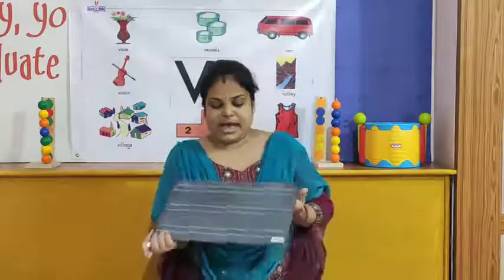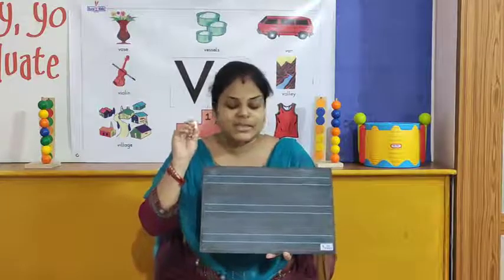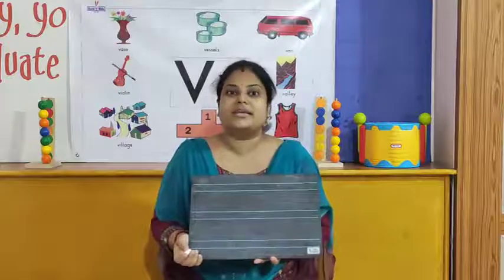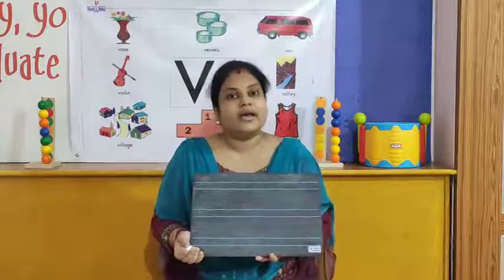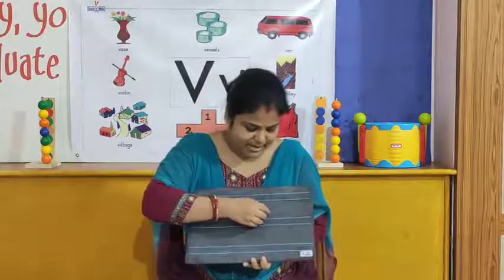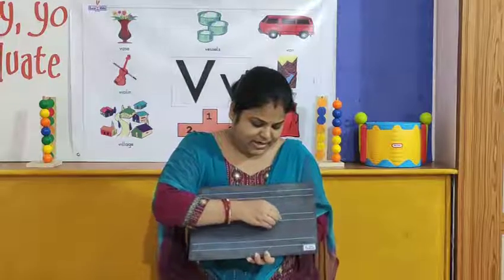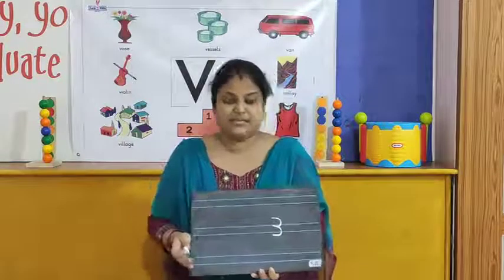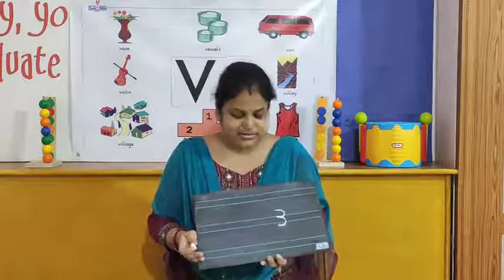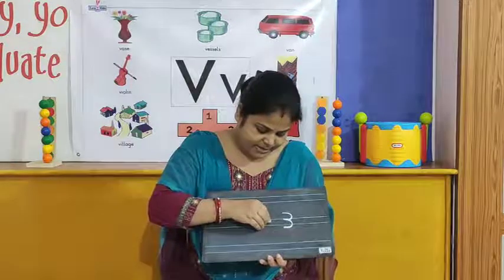So, I am writing number 3 on this slate with the help of this chalk, and you have to write number 3 in your copy. Okay, so let's write number 3. First make one curve, then make another curve. This is number 3. We will write a big 3.